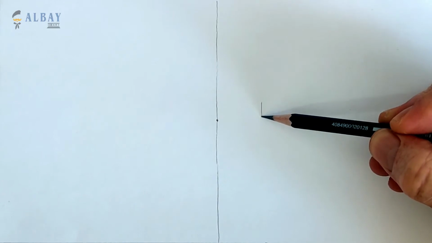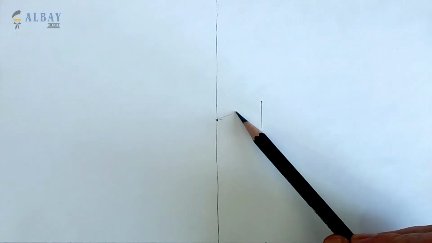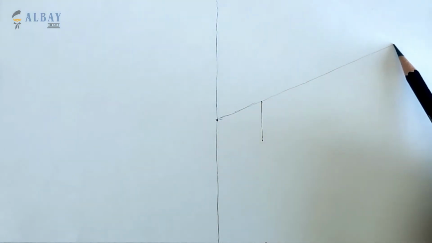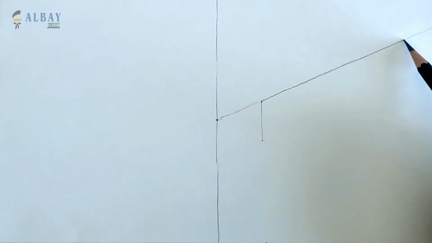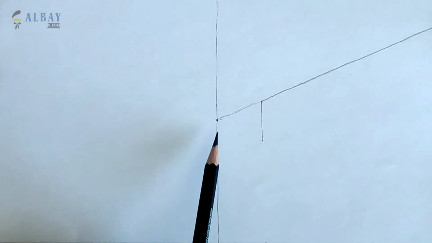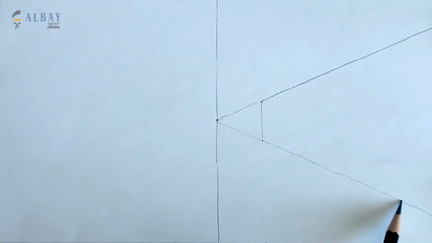Alright, now let's draw our first building here. To do this, I'm going to draw a vertical line. This line should be parallel to the guideline. Then I draw a straight line that starts at the vanishing point and goes through the top and bottom points of the line. If you have trouble drawing straight lines, feel free to use a ruler.